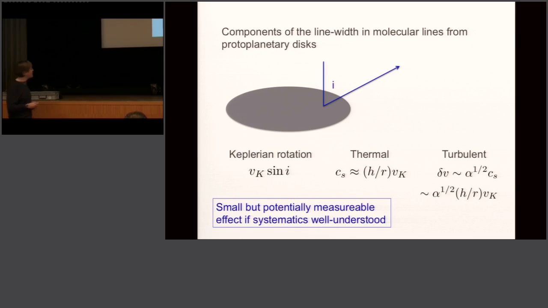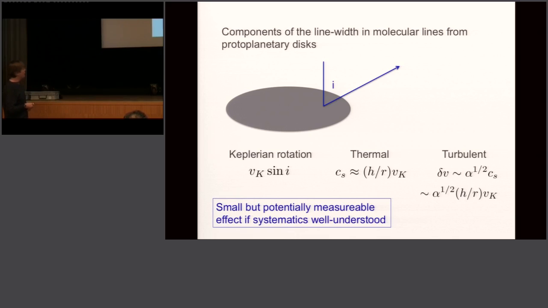Okay? So this turbulent piece is a small effect. It's very small compared to the Keplerian part. It's potentially even small, perhaps by an order of magnitude or more, compared even to the thermal part. But it's potentially measurable if the systematics are well understood. If we really can measure the background rotation field very well, if we can have a good model for the thermal physics in the disk, so we know what this component is, and therefore we can tell if there's an additional component due to turbulence.